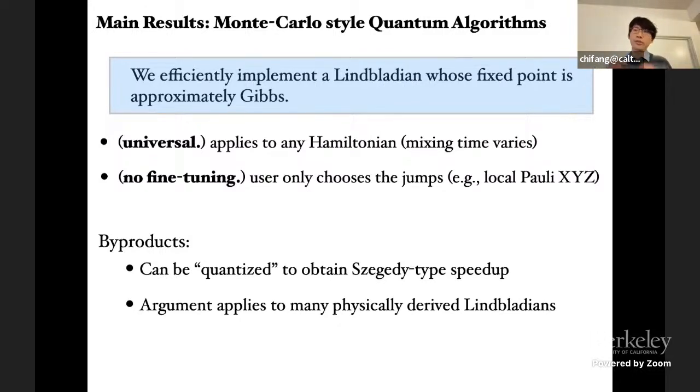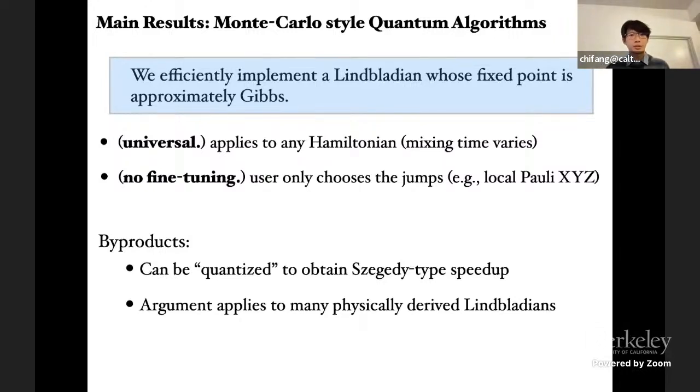It's very different from variational algorithms. Here, there are not that many parameters you can tune. You just choose the jumps, and often this doesn't quite change the behavior by too much. Usually some generic choice suffices, for example, local Pauli flips.